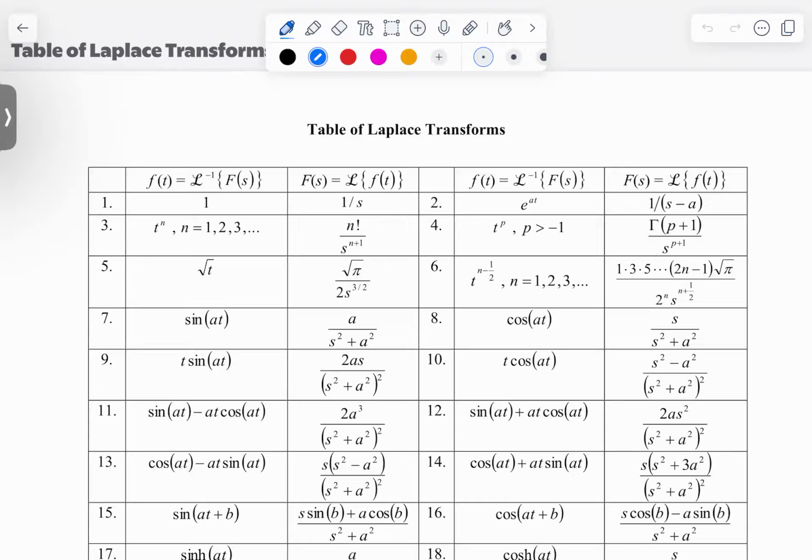Would it be the 3/2? No, because remember, it has to be a number 1, 2, 3, 4, 5. So what number is n to become t to the 3/2? Put in a number like 5. 5 minus 1/2 is 3/2? No, that's 4.5, 9/2. Okay, so now we know that.